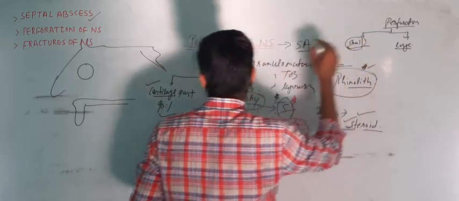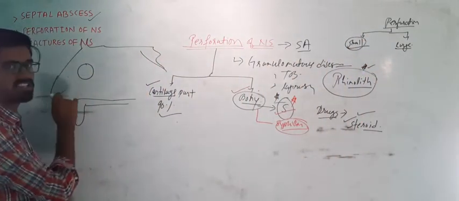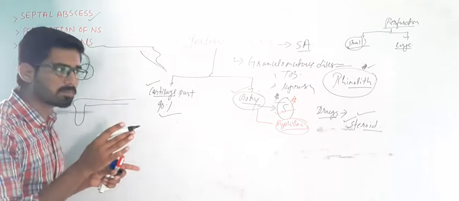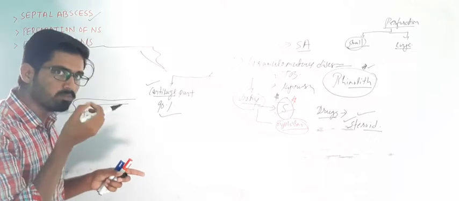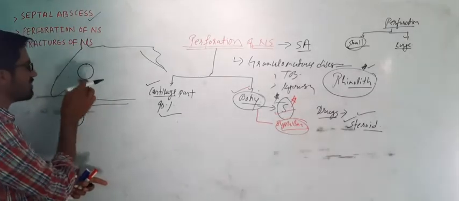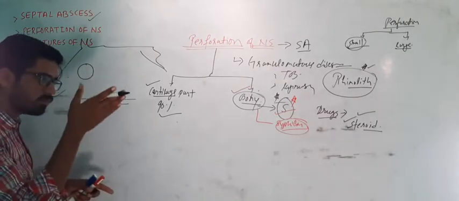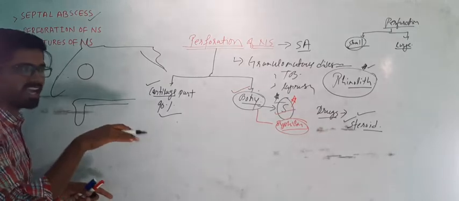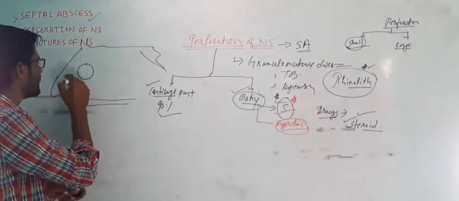If there is a small perforation, like this dot, what will happen? Nothing, the patient can tolerate it. But air will move from one nostril to the other nostril, and there will be a sound. A whistling sound will be seen in those patients.